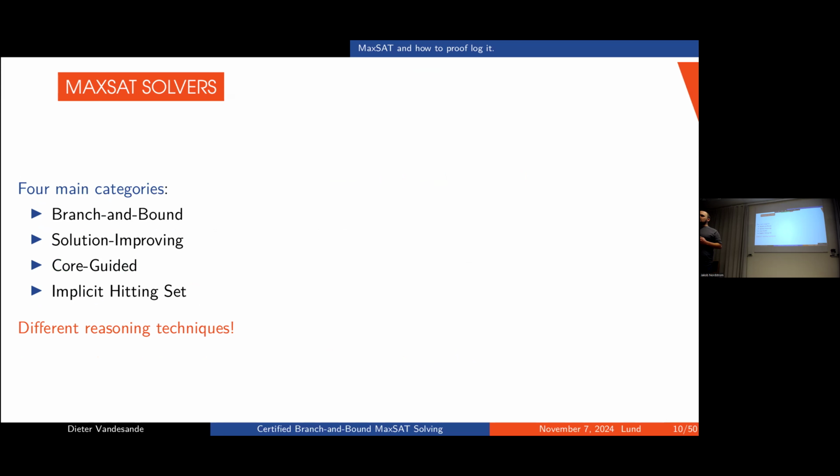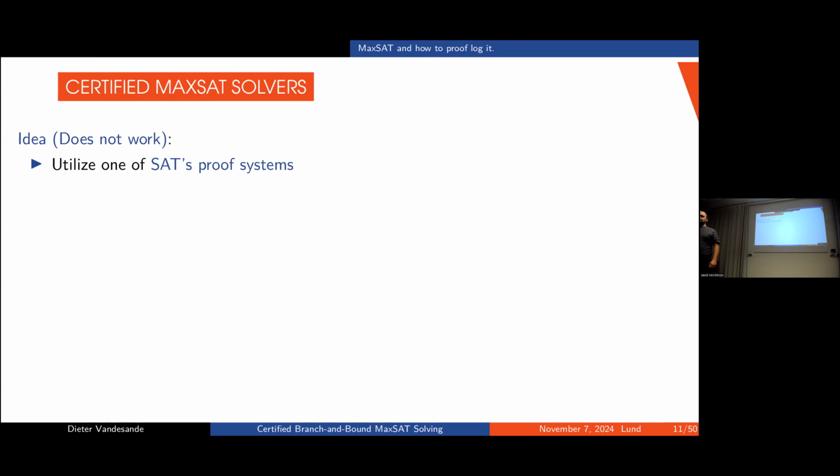And if you think about SAT, where proof logging is very mature already, most of the state-of-the-art SAT solvers use CDCL-like solving. So they use kind of the same solving scheme with a lot of optimizations, of course, which are not that trivial. But of course, this is really a different way of approaching solving a MaxSAT instance. So that's probably the main reason why we don't have a good native proof system for MaxSAT.